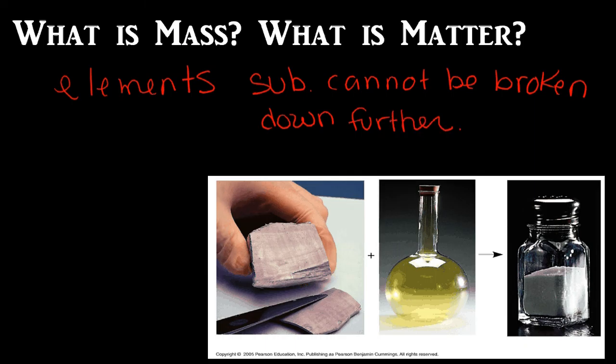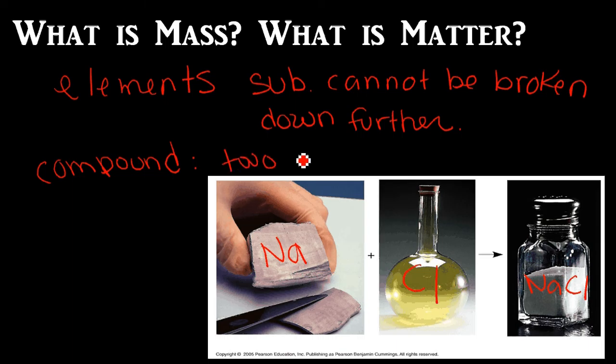When you talk about a compound, that is going to be those things like sodium chloride in this example here. So here's the sodium, here is the chloride, and now we have table salt, sodium chloride. Okay, so these are two or more elements joined together. Okay.